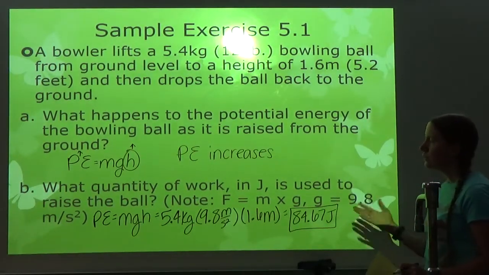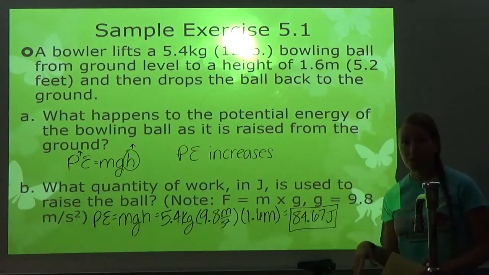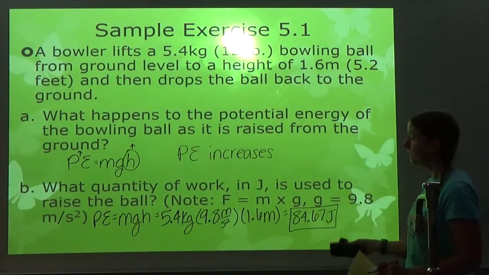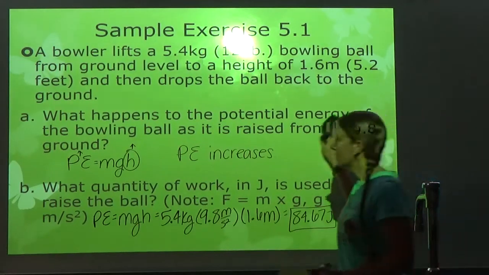That's what's going on when you raise the ball. That's how much energy the ball has at that point. All right, so let's move on.